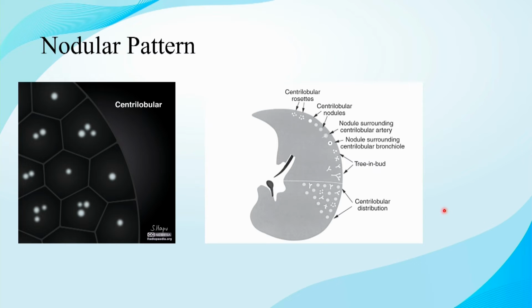Okay, let's see these nodules one by one. So what are centrilobular nodules? Now as we know, what is present in the center of a lobule? It's the artery and the bronchiole. So these nodules are present in the center of the lobule.